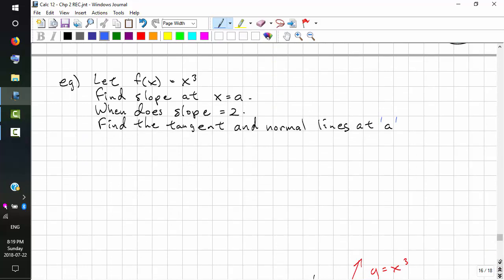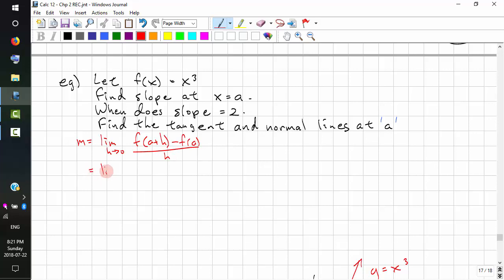Okay, so let's look at an example. Let f of x equal x cubed. Find the slope at x equals a. And when does the slope equal 2? Find the tangent and normal lines at a. So we need to find the tangent first. M equals limit as h goes to 0, f of a plus h minus f of a all over h.